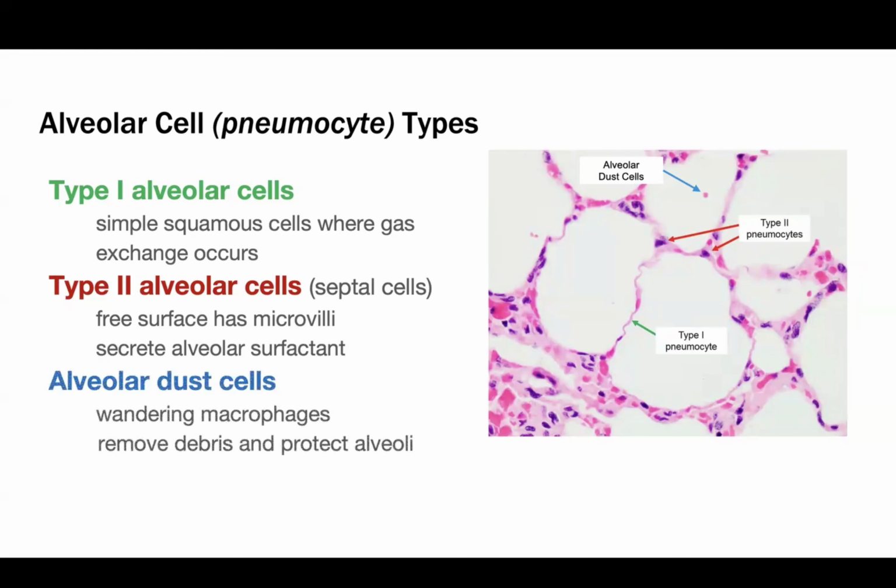You've also got a bunch of alveolar dust cells. Now, these are just wandering macrophages that patrol the alveolar surface. Like all good macrophages, they're going to perform phagocytosis. They engulf particulate matter, bacteria, and debris. It's kind of like the lung zone janitorial service.